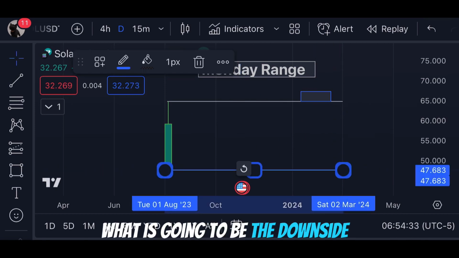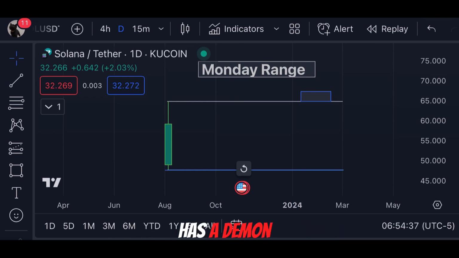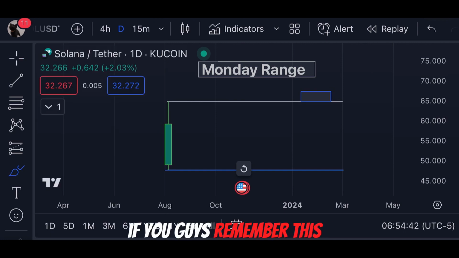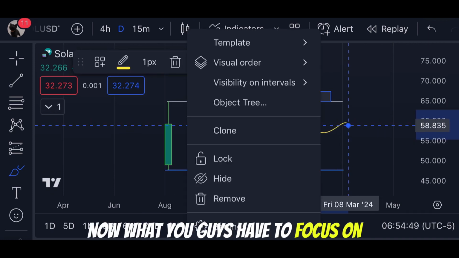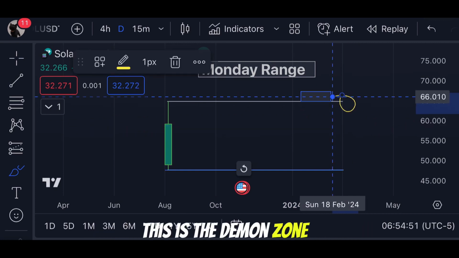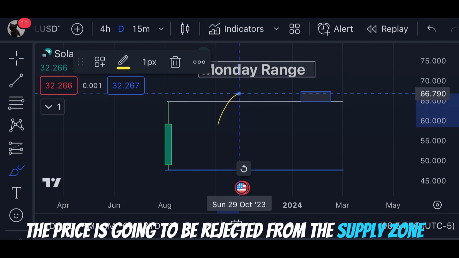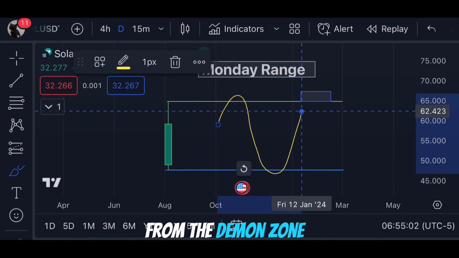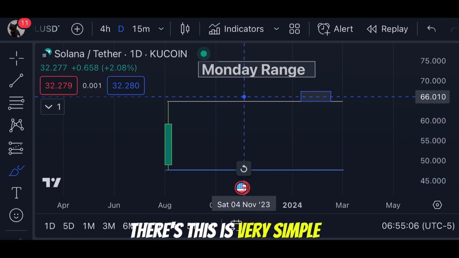So the downside of the Monday candle is going to act as a demand zone. If you remember this and have drawn these levels, nothing much more you have to do for the week. This is your week range. Now what you have to focus on: this is the demand zone, this is the supply zone. First of all, the price is going to be rejected from the supply zone, and once the price reaches the demand zone, it is going to bounce from the demand zone. So you have to buy here and sell here. This is very simple.